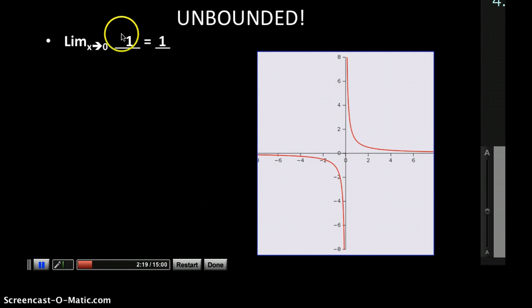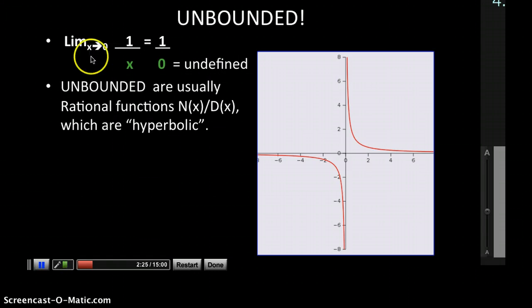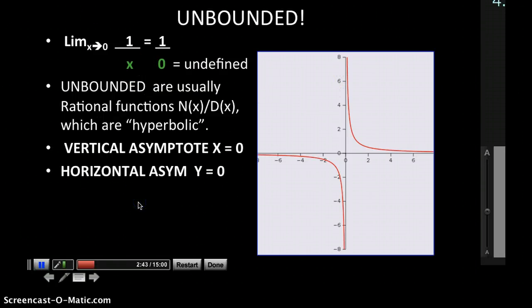Let's take this idea, does not exist limits. There are several cases. The first is unbounded. In fact, several are going to be unbounded. And unbounded is usually when I have functions with x in the numerator and x in the denominator. These are hyperbolas, they're hyperbolic, like the one to the right, which is the graph of 1 over x. As we approach 0, oh, by the way, we have a vertical asymptote and a horizontal asymptote in hyperbolas of this type at y equals 0 and x equals 0.